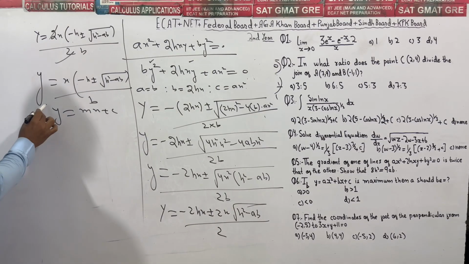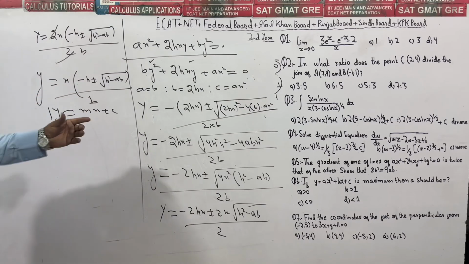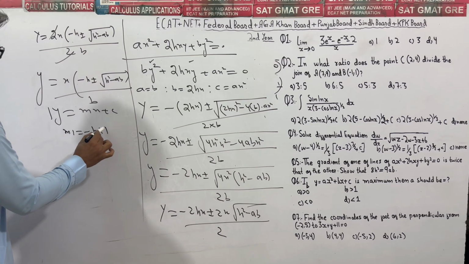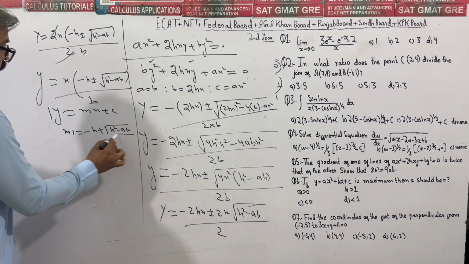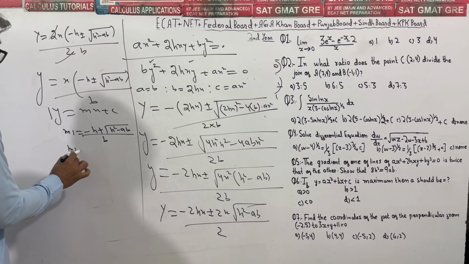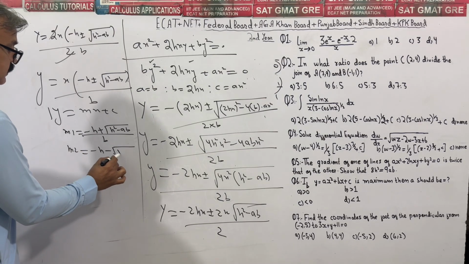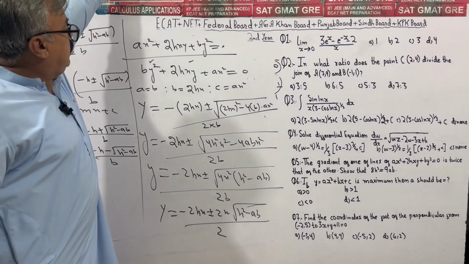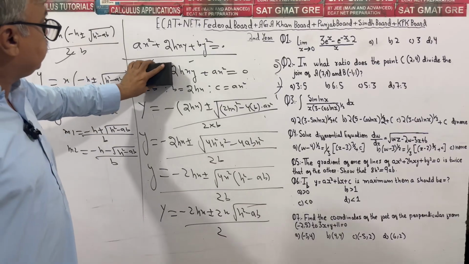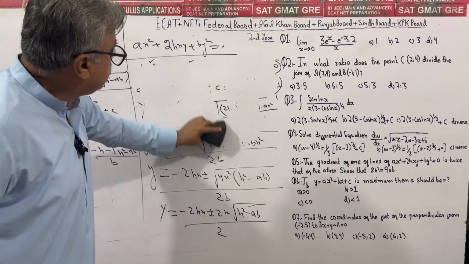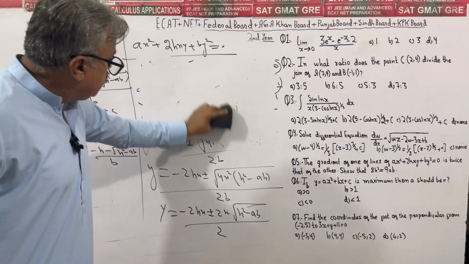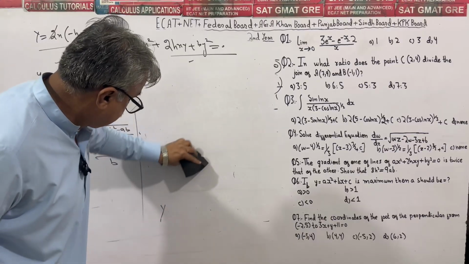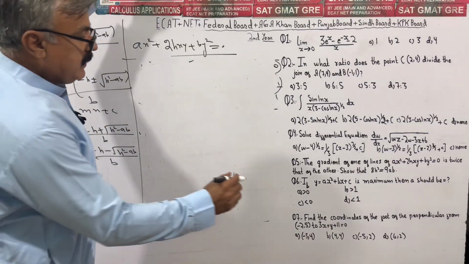y is equal to mx plus c. Coefficient of y is 1. Quadratic in y gives us direct slopes. So slope of one line is minus h plus root h square minus ab overall b, and the slope of other line is minus h minus root h square minus ab overall b. Now gradient of one line is twice of other.